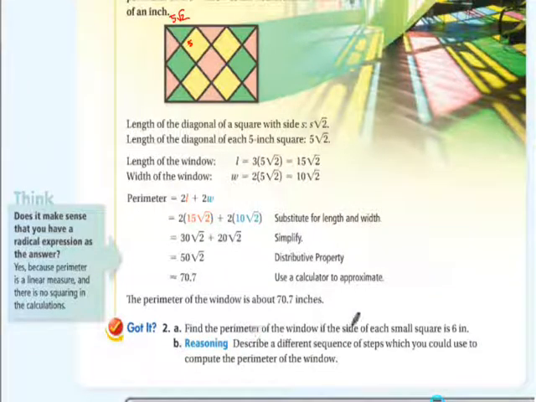So find the perimeter of the window if the side of each small square was 6 inches. So we're going to do this again, but instead of 5, we want you to use 6, which, big hint, is now 6 times the square root of 2. Go ahead and pause the video here, get that answer, and then do part B also.